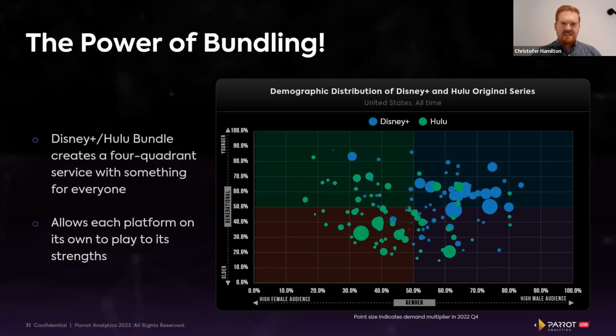So where does that leave us? We can see when we overlay these two platforms' demographic distributions that they really create a well-rounded four-quadrant service. So this would be the Disney Plus Hulu bundle. When you add them together, you get a bundled offering with something for everyone. And that's the genius of the bundling strategy. It really allows each platform to play to its own strengths, target its core demographics, while still having the potential to create a well-rounded four-quadrant service with something for everyone.